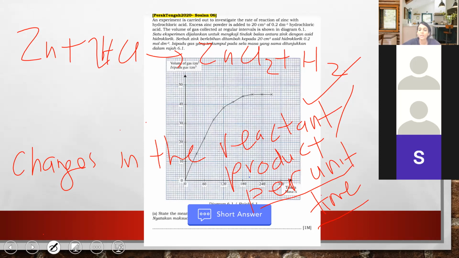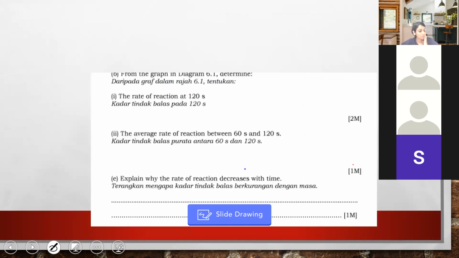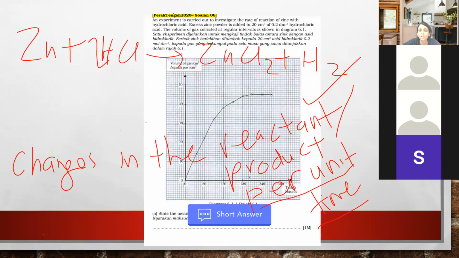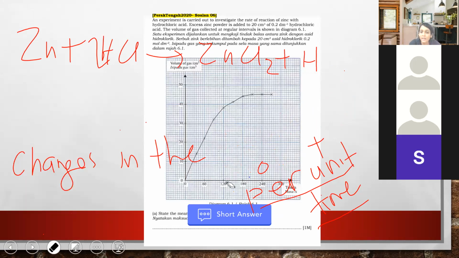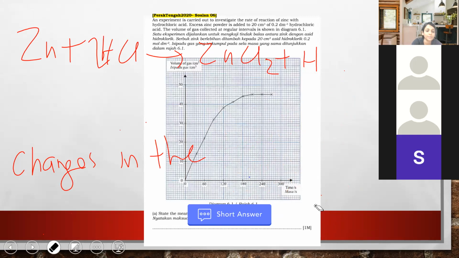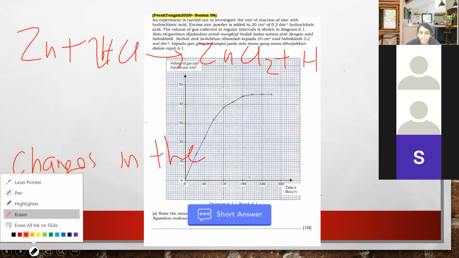Yes, Chair. Thank you. At least one person replied, so teacher will understand. Now they ask me to find the rate of reaction at 120 seconds. What do you think Puan Shina needs to do here? Actually, we can't do it because we don't have graph paper. What do I need to do here? They say rate of reaction at 120 seconds. Find the X, right? Correct.